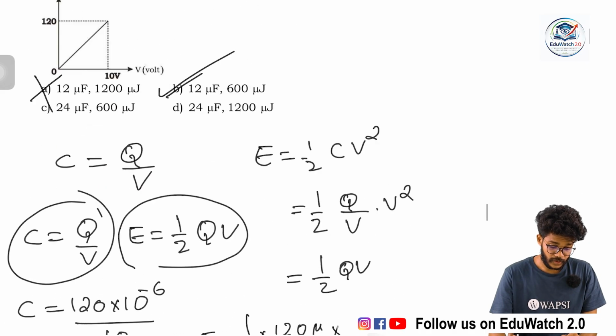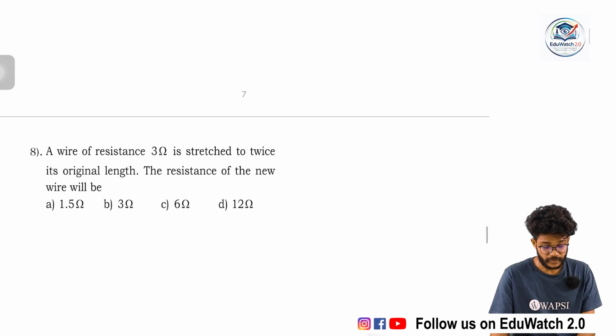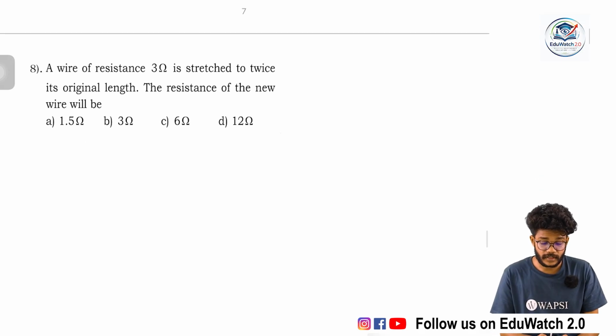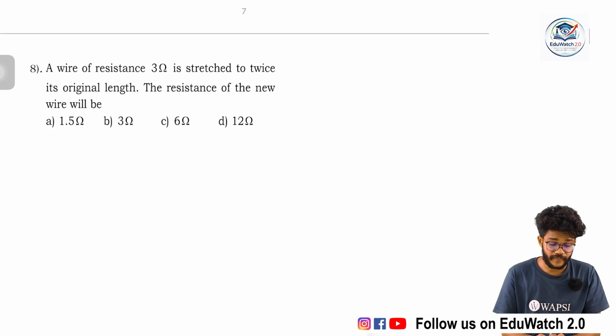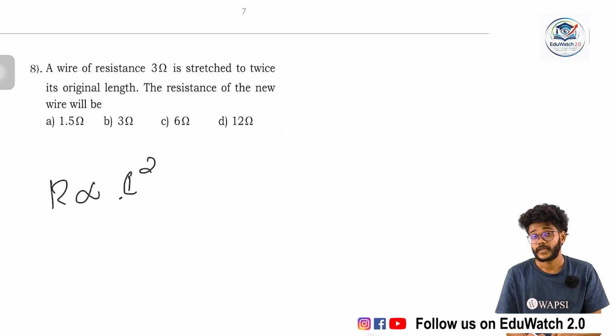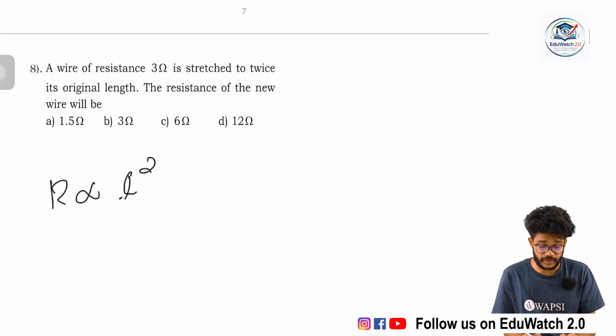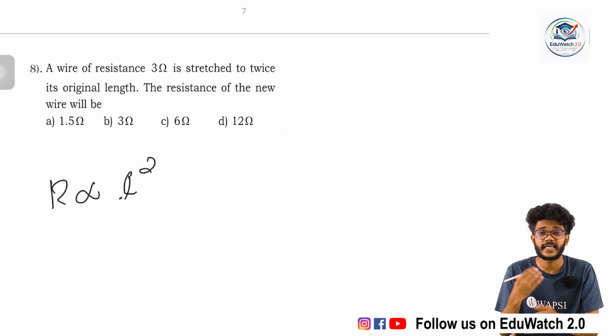So we can move to the 8th question. A wire of resistance 3 ohm is stretched to twice its original length, and we need the resistance of the new wire. We know that R is proportional to L square when we are doing gentle stretching. I already told you how to derive that R is proportional to L square. Now we only have to substitute the values. L is getting doubled.